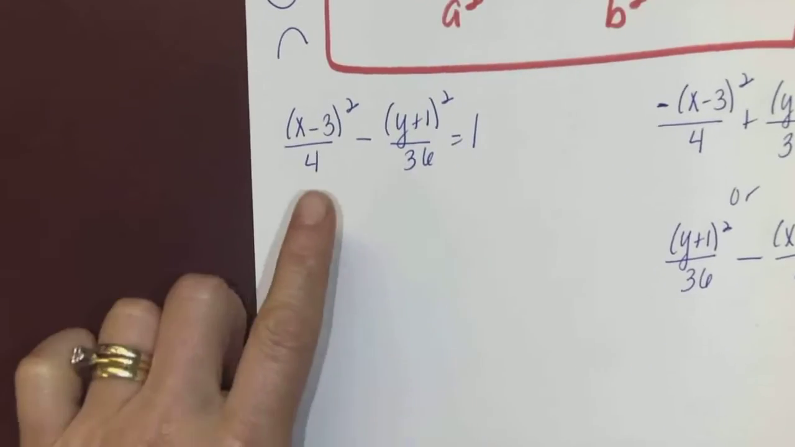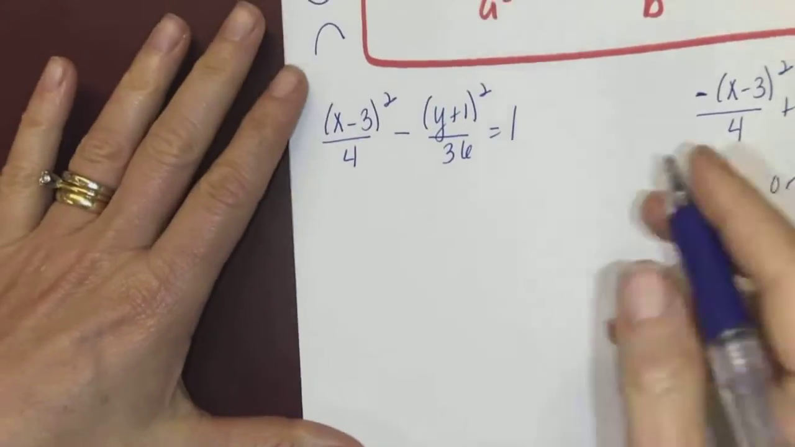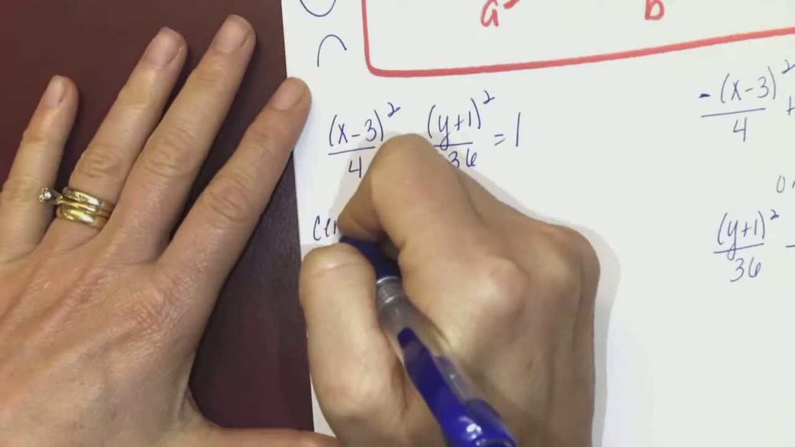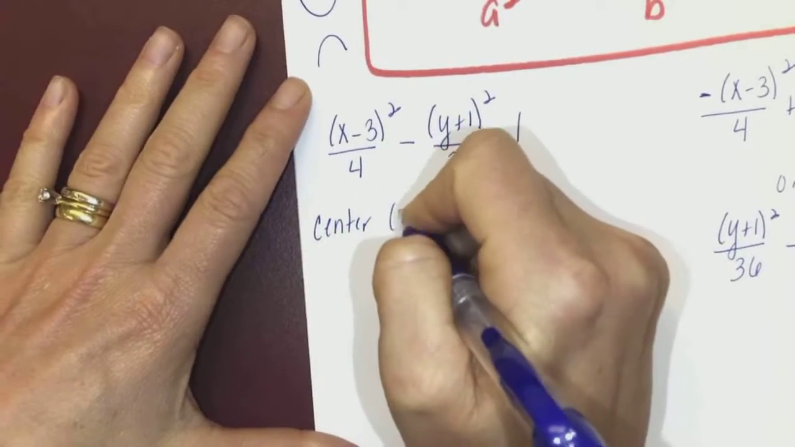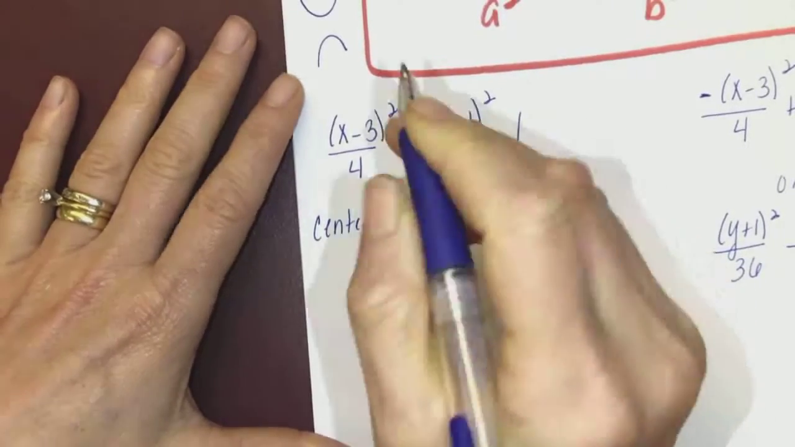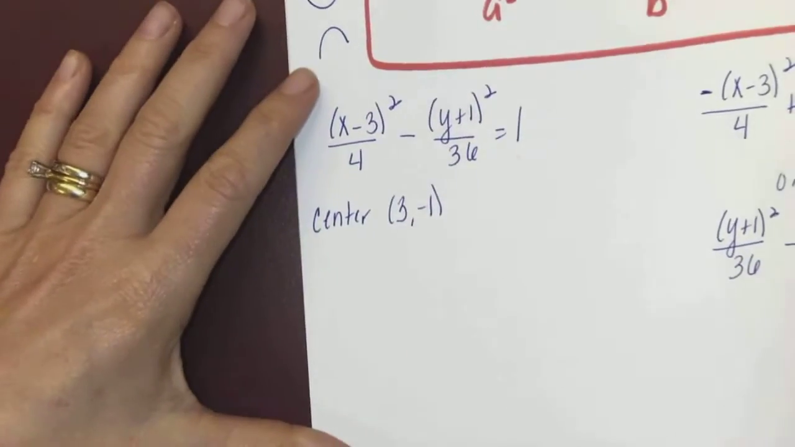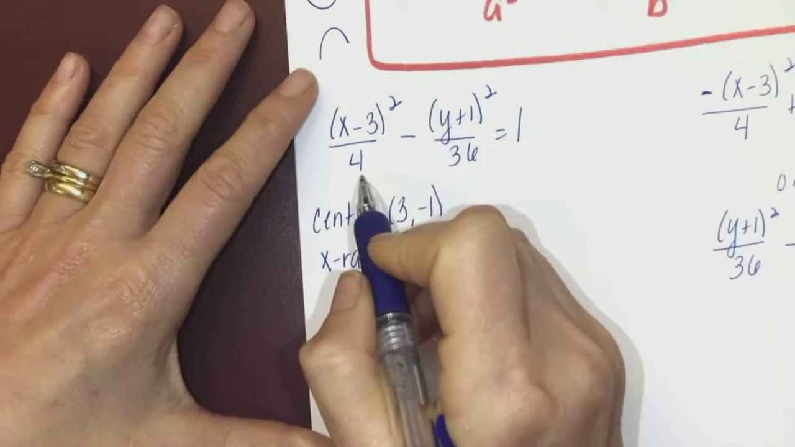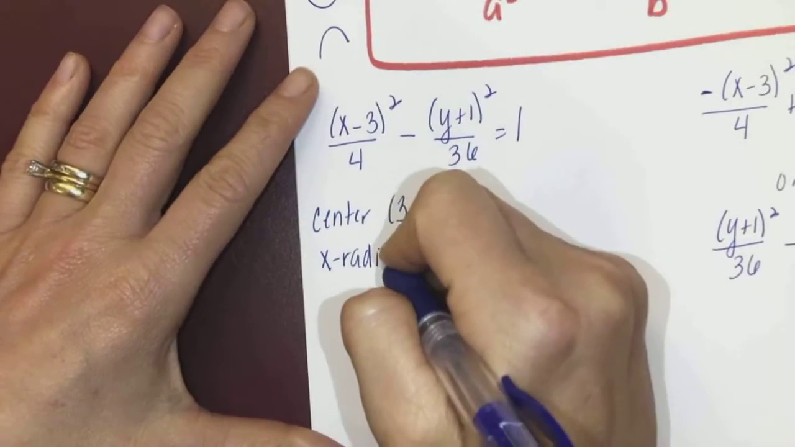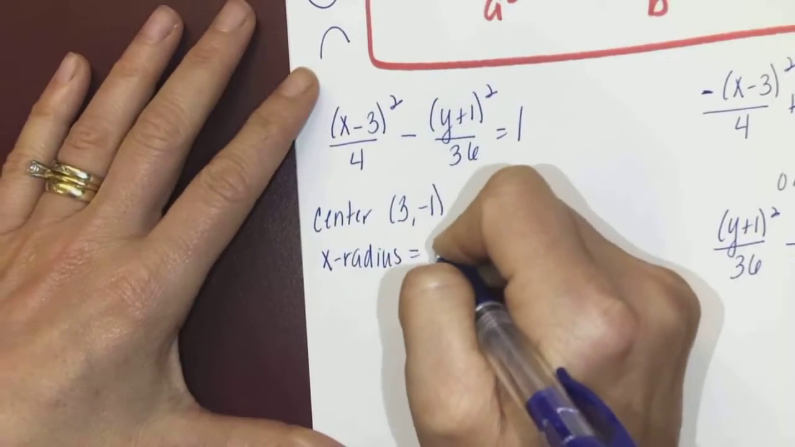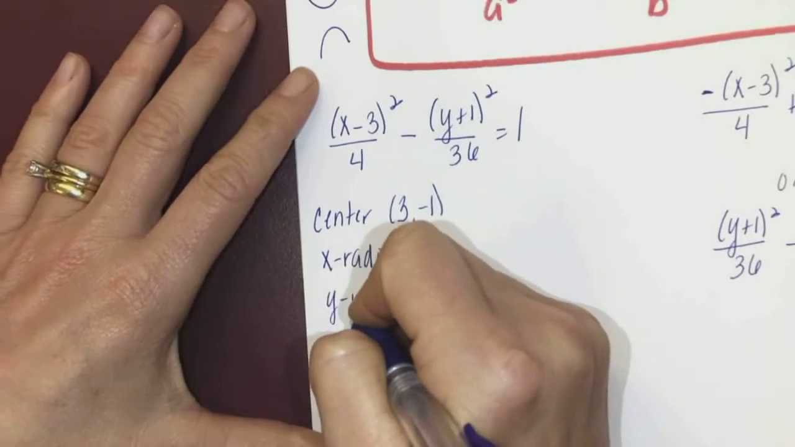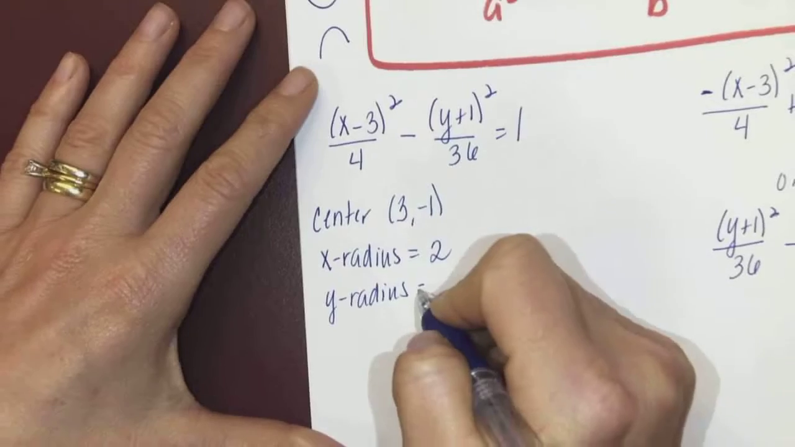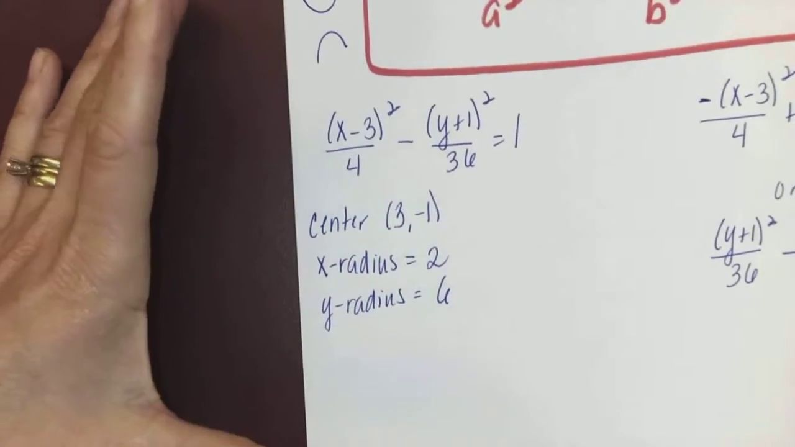So here's your first one right here, and my center is (3, -1). I should write this down. Center (3, -1), center of the rectangle that you'll draw. Your X radius is the square root of 4, which is 2. Your Y radius, to help you out, is the square root of 36, which is 6. So now I'm ready to draw it.